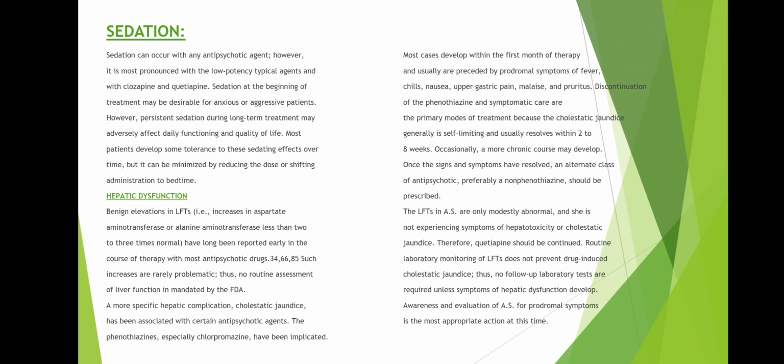Discontinuation of the phenothiazine and symptomatic care are the primary modes of treatment because the cholestatic jaundice generally is self-limiting and usually resolves within 2 to 8 weeks. Occasionally, a more chronic course may develop. Once the signs and symptoms have resolved, an alternative class of antipsychotic, preferably a non-phenothiazine, should be prescribed.